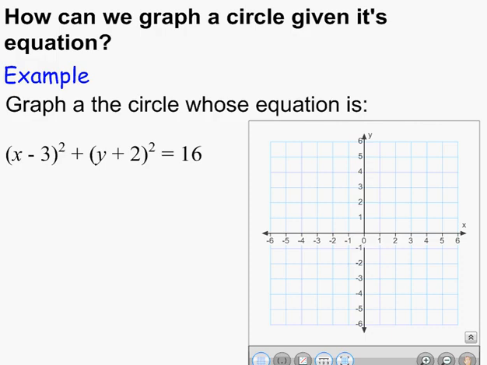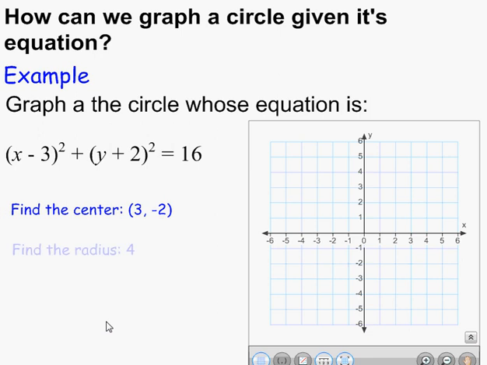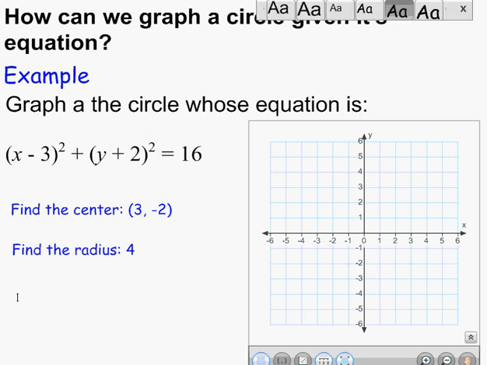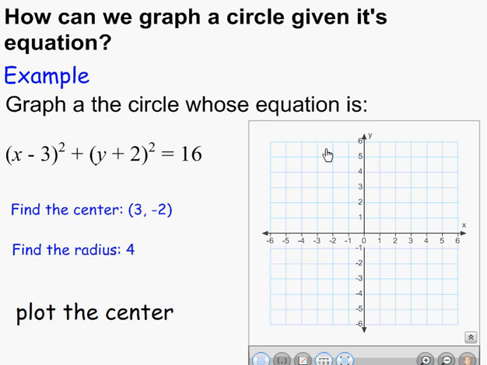Okay, lastly, how can we graph a circle given its equation? So here we have the equation of a circle, and we want to graph it. Well, first we got to find the center. So we know the center is 3, -2, because we got to change the signs of h and k. Then we got to find the radius. We know the radius is 4. So what we're going to do is we're going to plot the center. So the center is 3, -2. That will be right here.